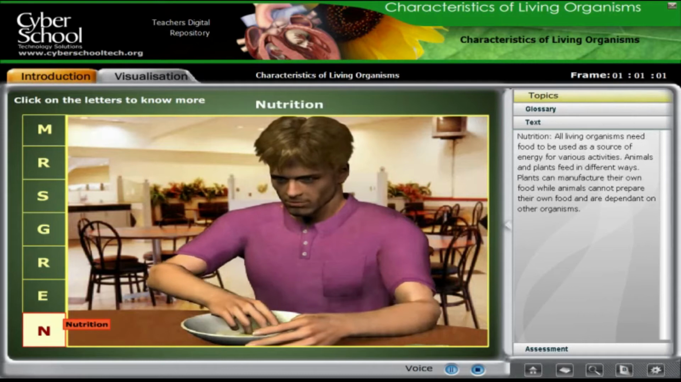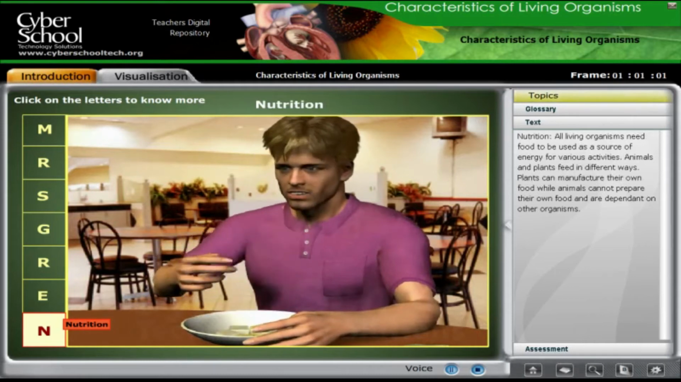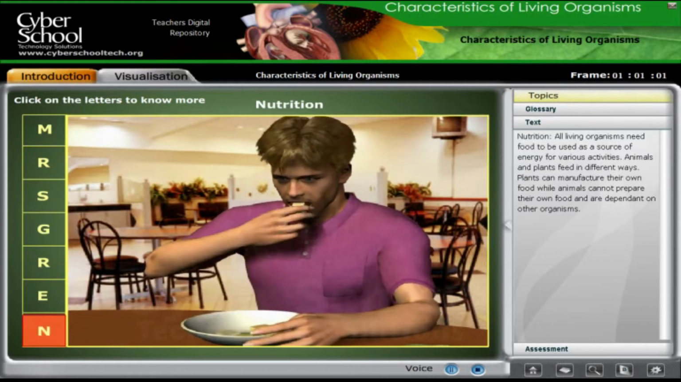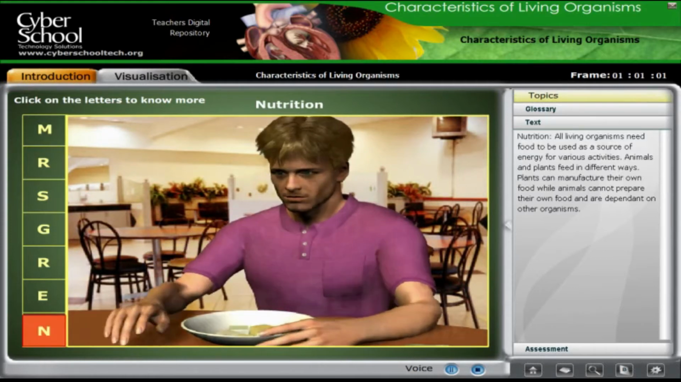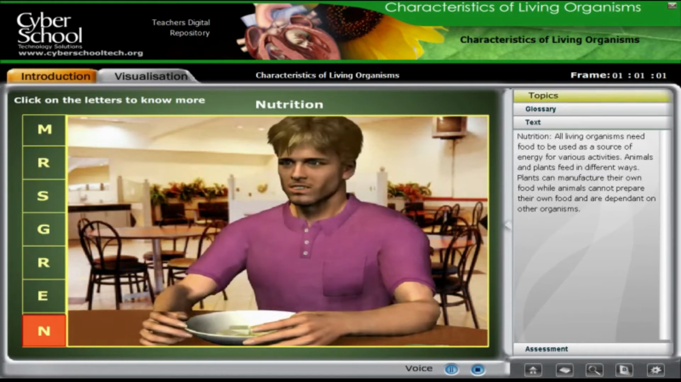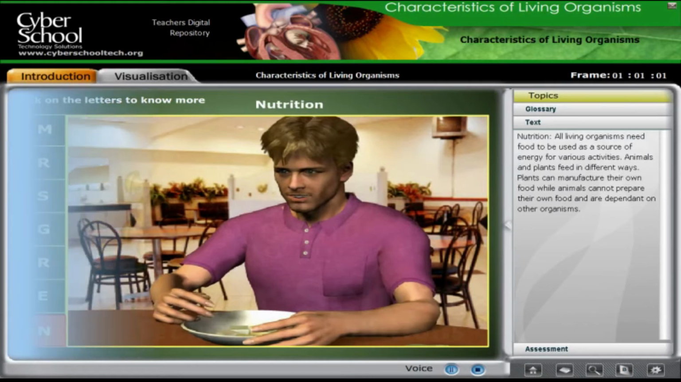All living organisms need food to be used as a source of energy for various activities. Animals and plants feed in different ways. Plants can manufacture their own food, while animals cannot prepare their own food and are dependent on other organisms.